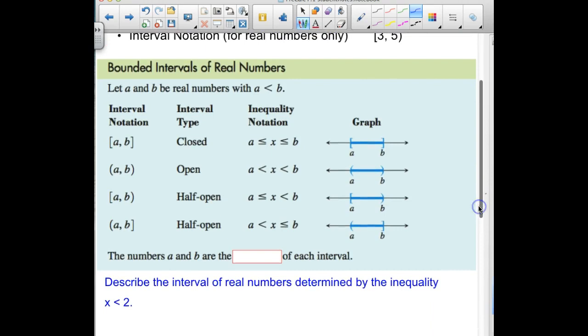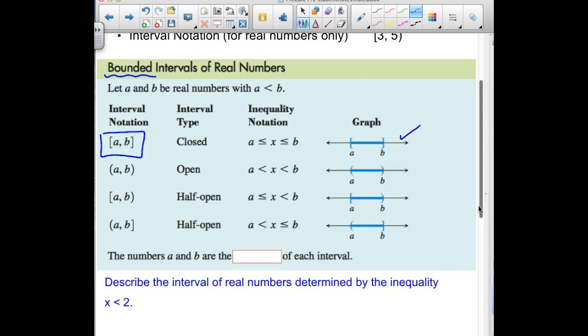All right, so let's look at a couple examples. In this case, we are looking at what we call bounded intervals, where there is an endpoint. It says let a and b be real numbers with a smaller than b. And again, we always put the smaller number on the left. In interval notation, if you see this, it means that a and b are both included. That's what the squared brackets mean.